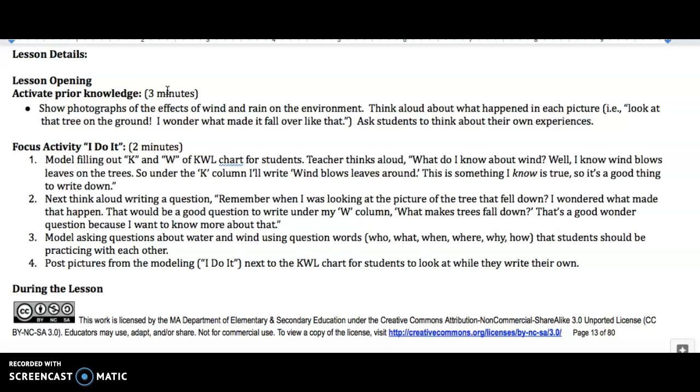Then, once we know what we are doing and how we are doing it, and we interact a little bit and have a little hook with them, probably a video, that video will allow me to transition to the next activity. And the activity, as you can see here, is I do it. It will be a chart.